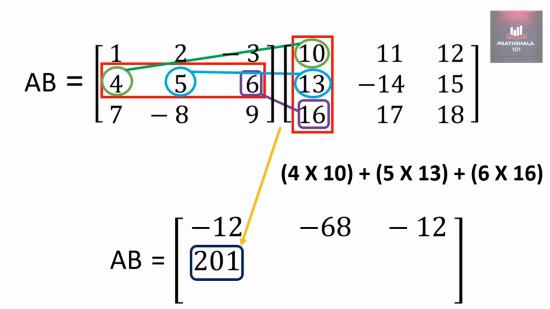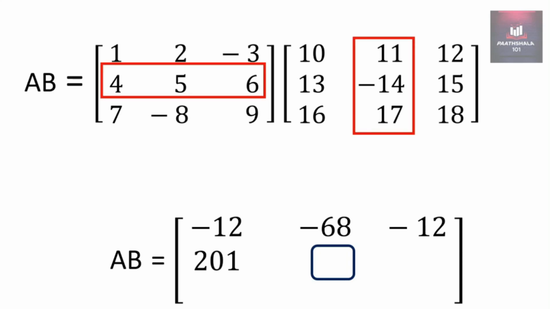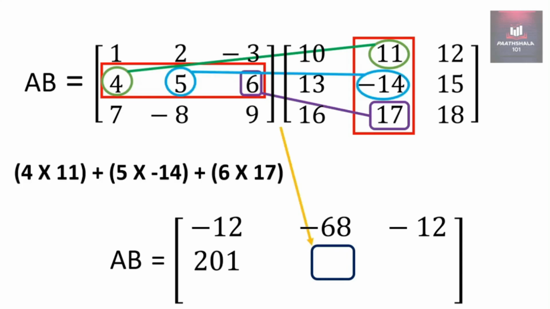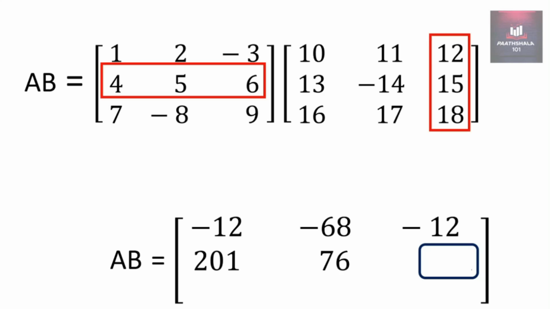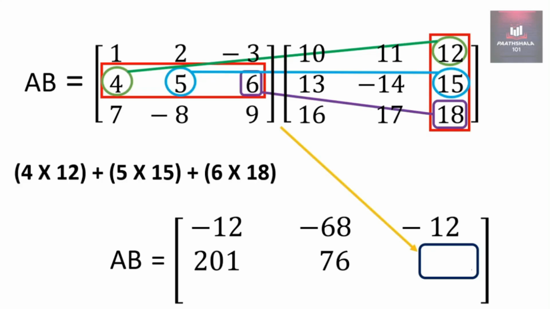Now for the second row, second column of AB, we will select the second row of A and the second column of B. 4 will be multiplied with 11, 5 with minus 14 and 6 with 17. So the resultant, that is 4 into 11 plus 5 into minus 14 plus 6 into 17, will become 76. Now for the second row, third column of AB, we will select the second row of A and the third column of B. So it will be 4 into 12 plus 5 into 15 plus 6 into 18, which will add up to 231.